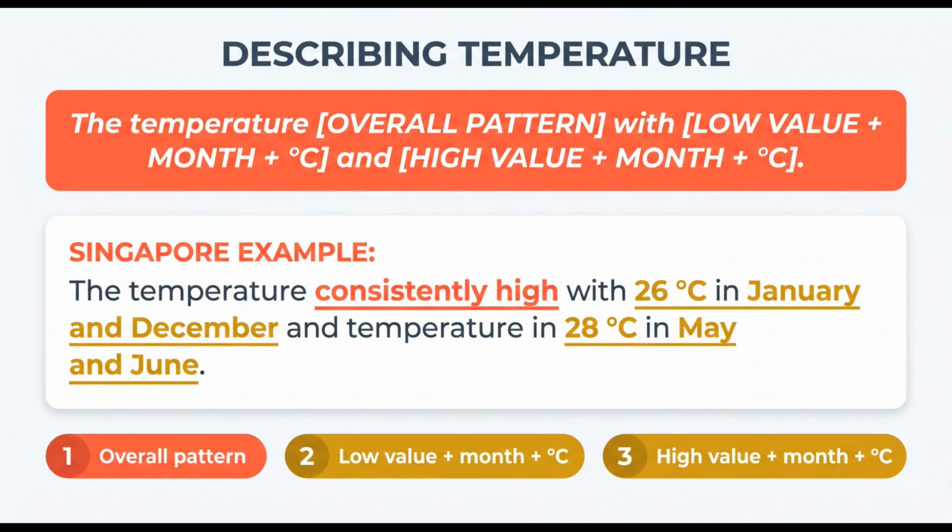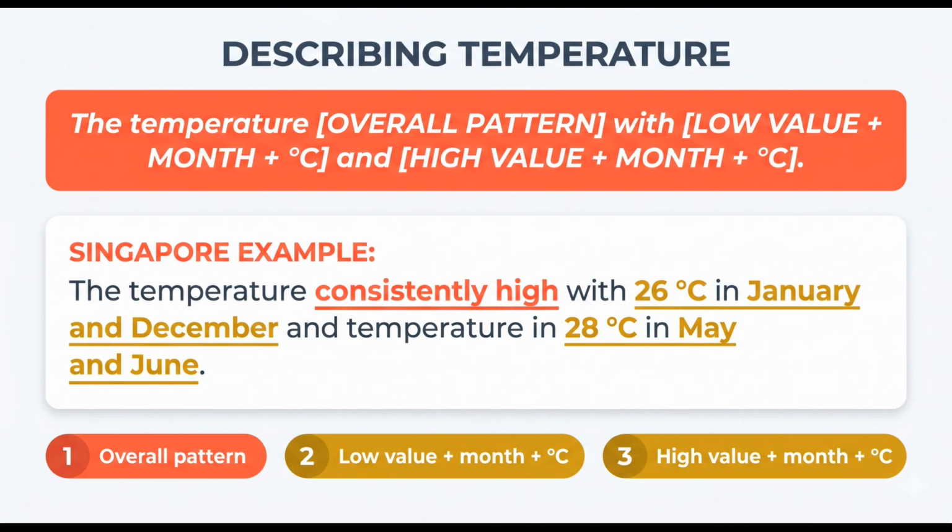Here's the sentence formula for describing temperature. Look at the formula banner on screen. Temperature is [consistent/variable] throughout the year, ranging from a low of [blank] degrees Celsius in [month] to a high of [blank] degrees Celsius in [month]. 3 components, all required. 1. The overall pattern, consistent, variable, or seasonal. 2. The lowest value with its month and unit. 3. The highest value with its month and unit.